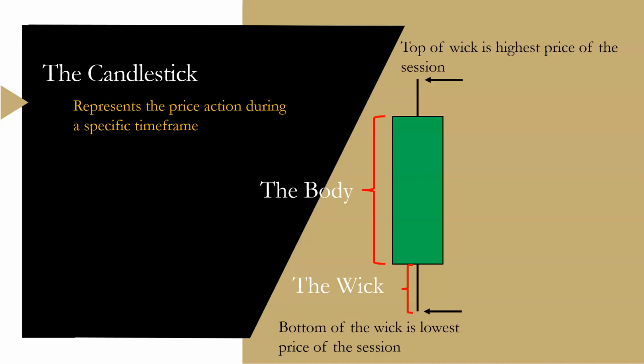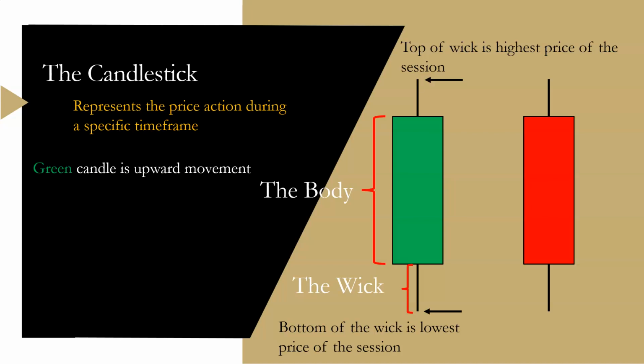Now, your candlesticks are going to have contrasting colors. Now, I've got green and red here for the sake of this illustration, but it can be black and white. You can usually customize it however it is that you want. Just understand that the contrasting colors are going to vary in a very significant way. Your green candle is going to represent upward movement, where the red candle, or whatever the contrasting color is that you have set up on your chart, is going to represent downward movement.